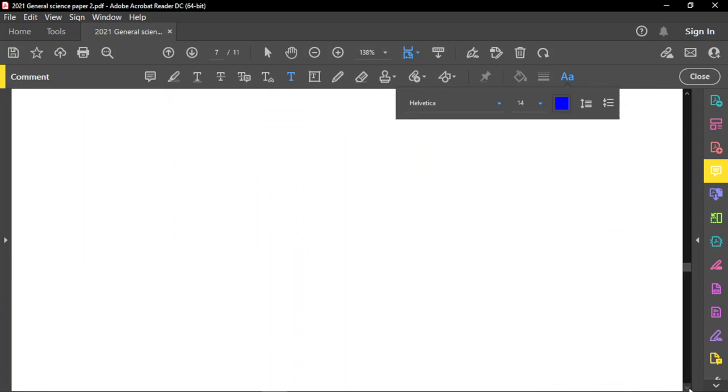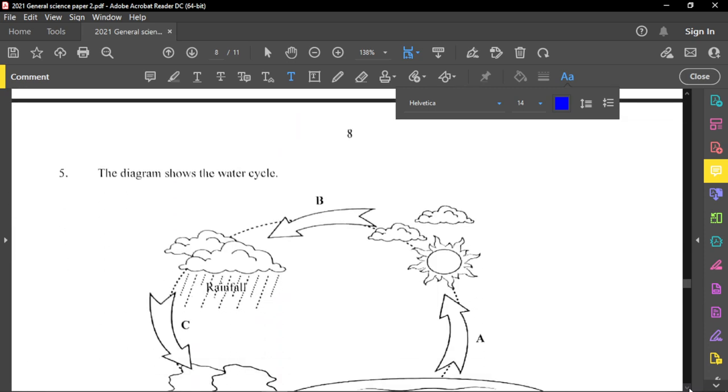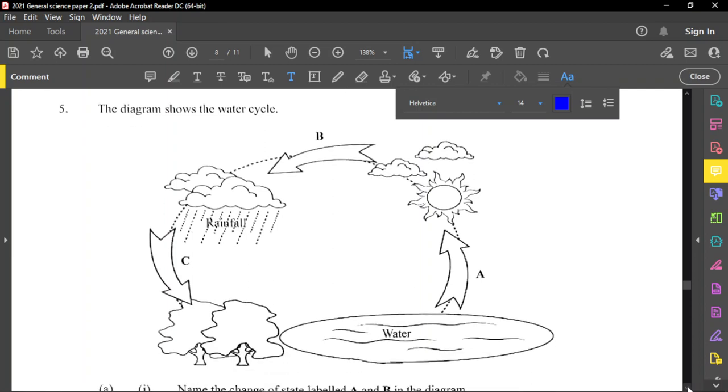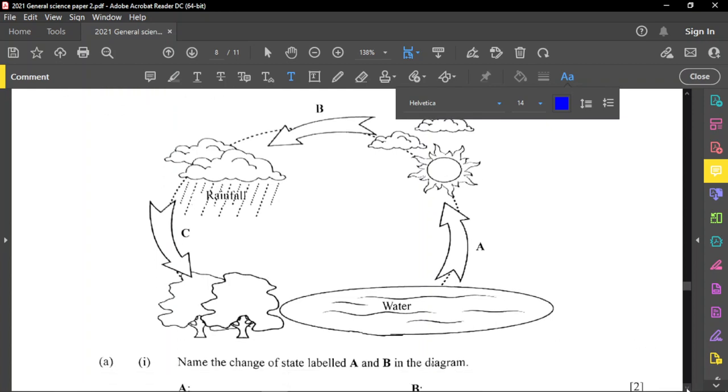All right, next question. And this is our second to last question here. And this diagram shows the water cycle. The water cycle is something that you should know. Very important cycle as well. So we have A, B, and C. So we have 3 things there. We have water. We have rainfall. We have the sun. All right, but let's see exactly what is going on here now.